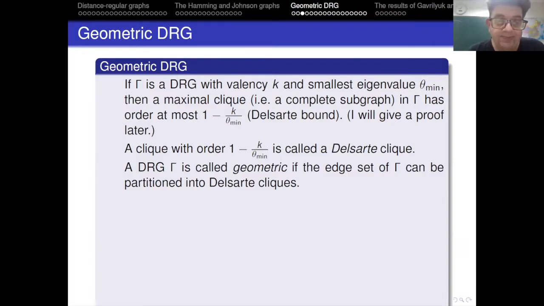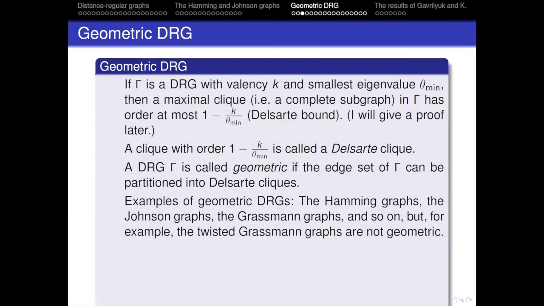We say that the distance regular graph gamma is called geometric if the edges of gamma can be partitioned into Delsarte cliques. There are many examples of geometric distance regular graphs: the Hamming graphs, the Johnson graphs, the Grassmann graphs, and so on. But for example, the twisted Grassmann graphs are not geometric. That probably is a real problem, but how to overcome that, we don't know.